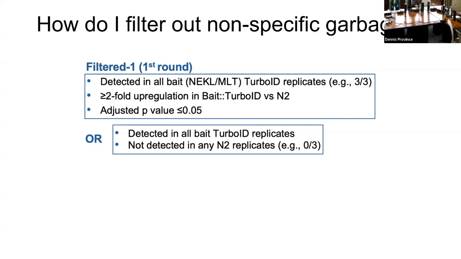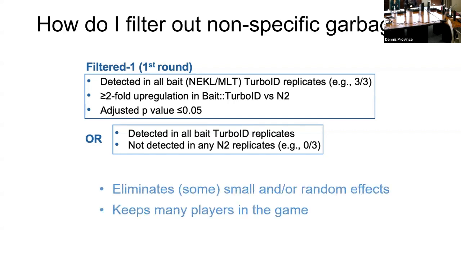In typical experiments this might have ended up being a few hundred. This might have ended up being about 50. But some of these were the absolute best stuff we found. That's just presence absence. Yeah, that's twofold. This one is just presence absence, exactly right, but consistent presence absence. So this sort of thing will eliminate some small or random effects, but it still keeps a lot of players in the game.